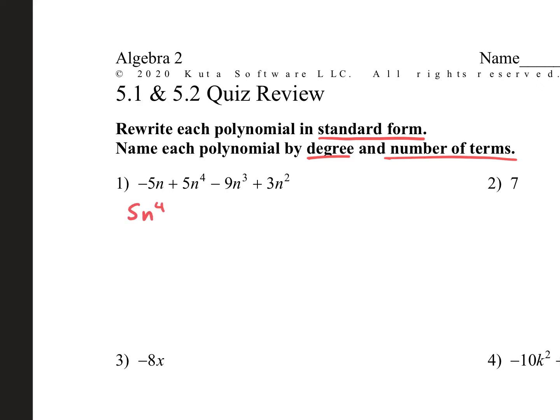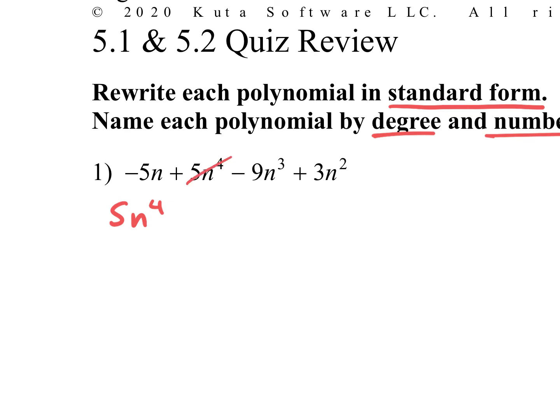5n to the 4th power. Tara, what comes next? Negative 9n to the 3rd power, and then? Positive 3n squared. And then last?